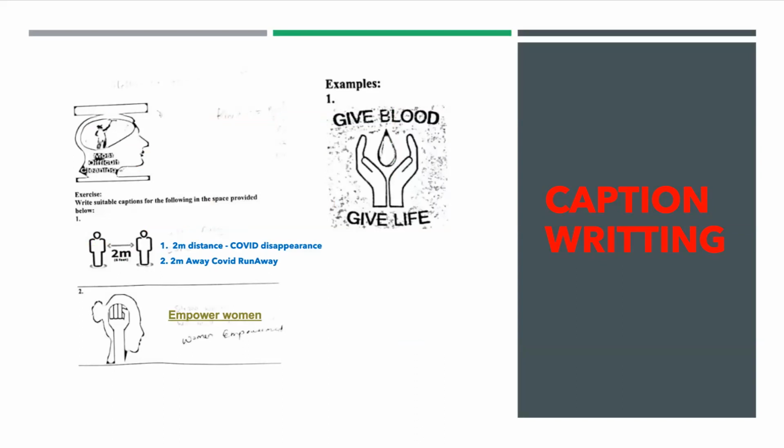Guys, caption writing is nothing but they'll give a picture. With that picture, what we can understand, what we have to convey to the public, we have to give it in simple words, like you can see here they have given an example. In our exams they'll just give this image, then we have to give the title. Whatever we are seeing in this image, we have to give the caption. In a hand there we can see the blood, so this means give blood and give life. Through giving blood we can save someone's life, no? So we can just say give blood, give life.